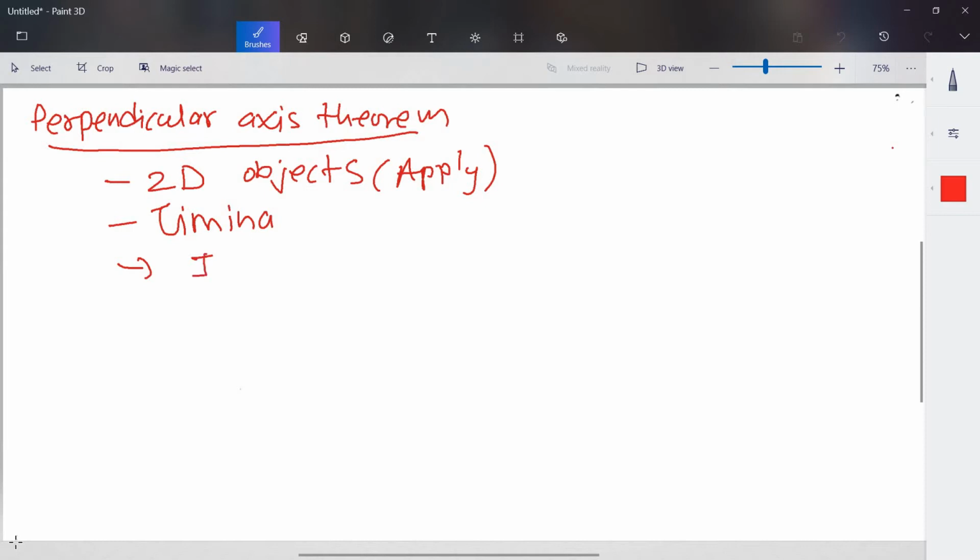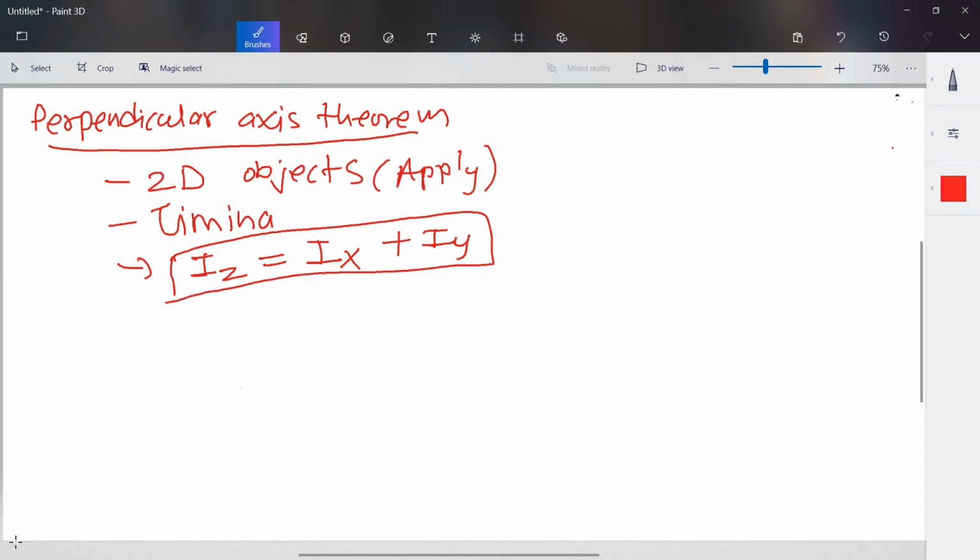And the statement is: Iz, that means the moment of inertia with respect to the z axis, will be the sum of the moment of inertia about the x axis plus the moment of inertia about the y axis. So this is the statement of the perpendicular axis theorem. If you really want to apply it, we have some conditions.